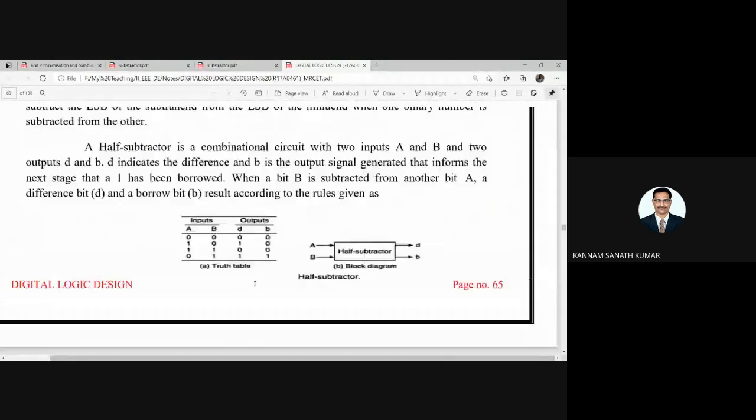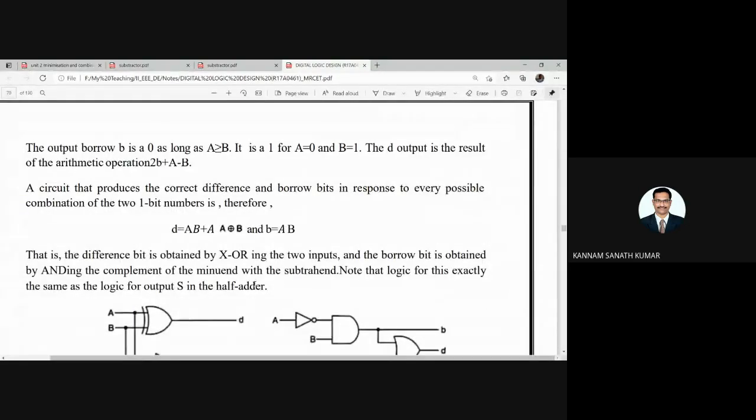Normally, this circuit uses the same adder. Whatever the subtrahend is, you apply the 2's complement to it and add, so that you get the subtraction A minus B. So for subtraction, they use the same adder circuit, so that we can reduce the circuit complexity.